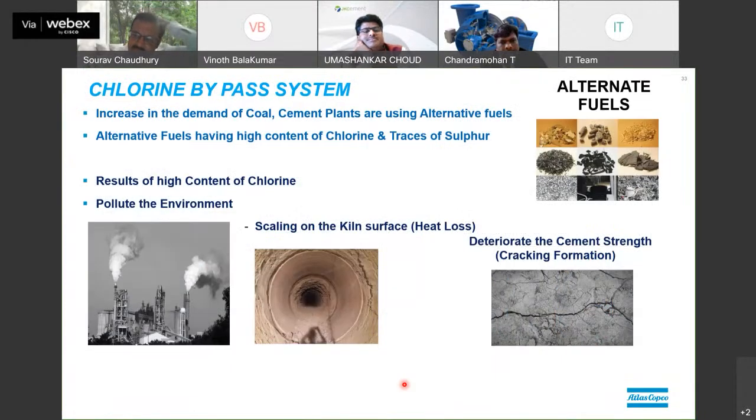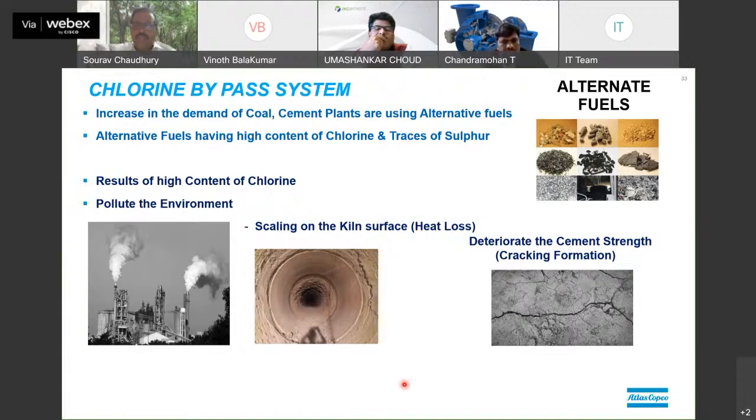Another application which we are now finding quite common is that we are seeing cement plants going for alternative fuels. Obviously, that's the trend of the future. I think there are sessions today also where this kind of topic is getting discussed, which basically means coal is a limited source of fuel, and for sustainability, we have to go for alternate sources of fuels.